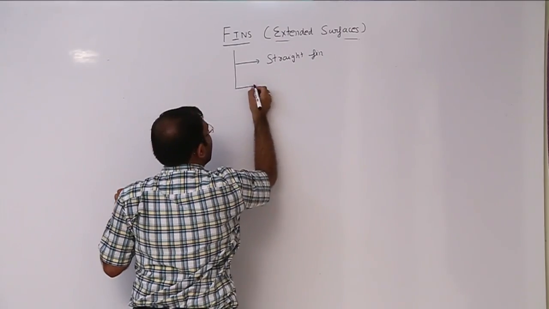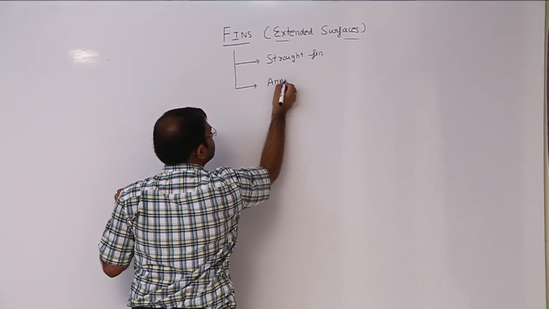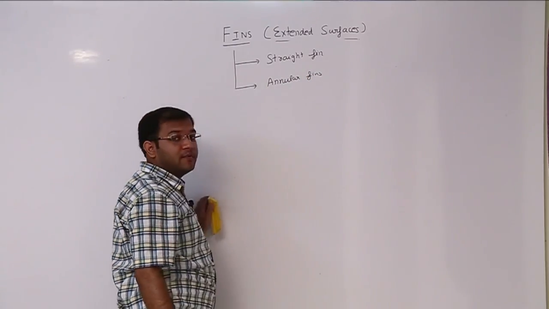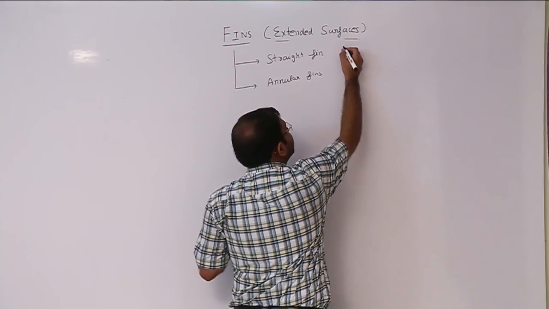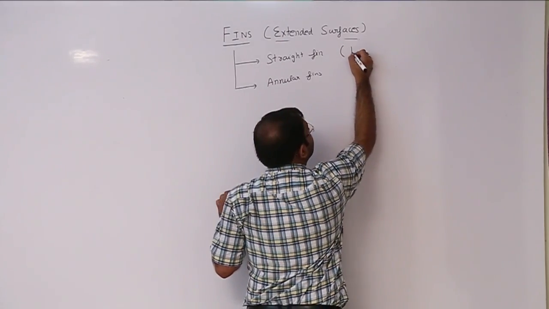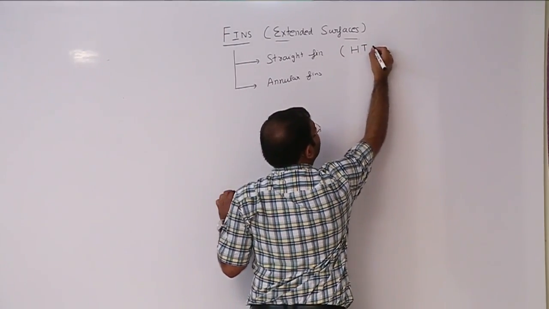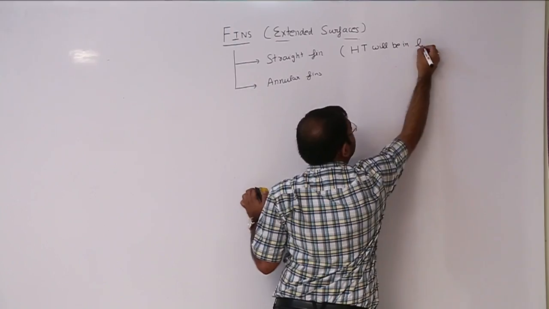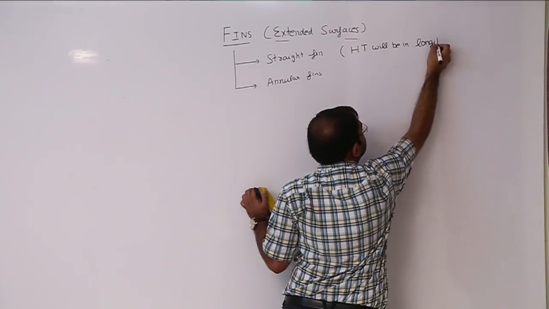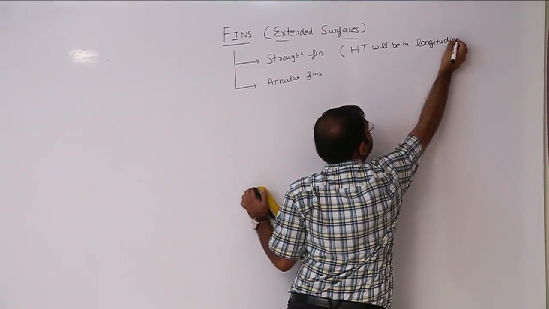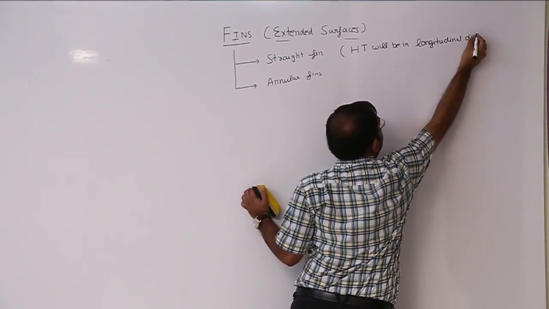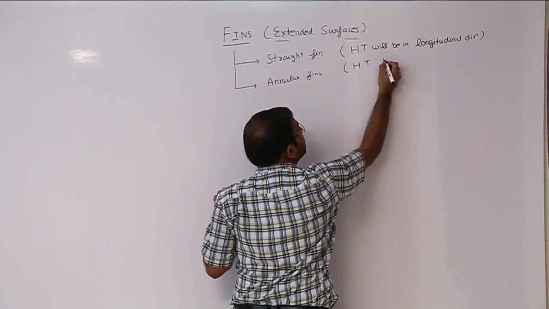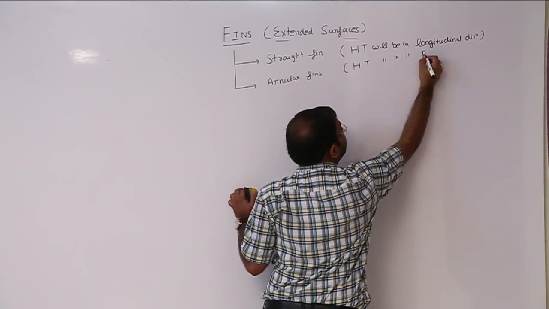Straight fins and annular fins. What do we mean by straight fins? Straight fins means that heat transfer will be in longitudinal direction, whereas in annular fins, heat transfer will be in radial direction.